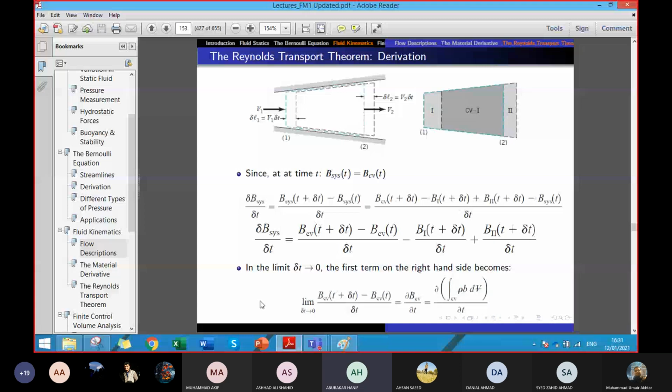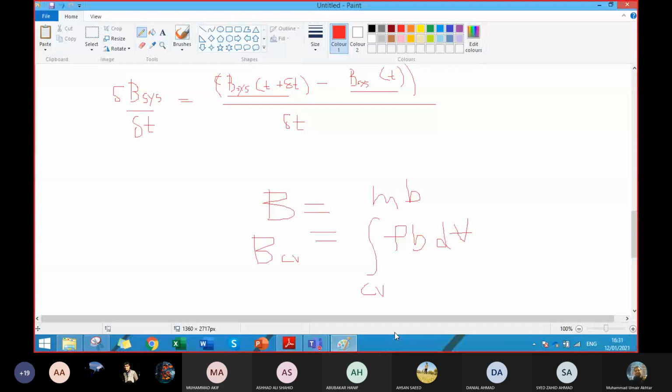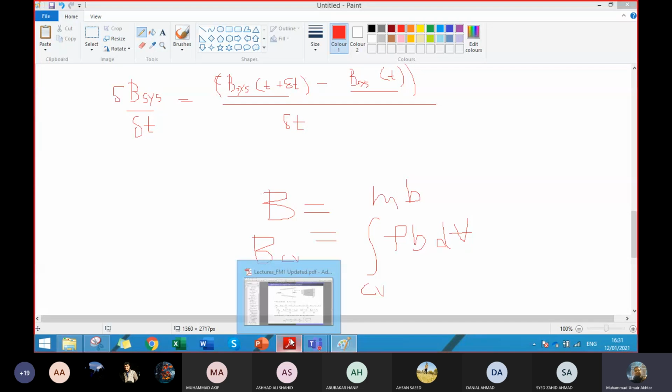Sir, where does this rho b come from? We have already studied that. Big B is mass times small b, right? And mass is density times the volume of the small particle or small control volume. If we want to have it over the whole system, then we integrate with respect to the control volume, if it is a control volume property. And if it is a system property, then we integrate with respect to the system boundaries. Clear? Okay, sir, clear. So is this last term clear now? How we are getting the derivative form?